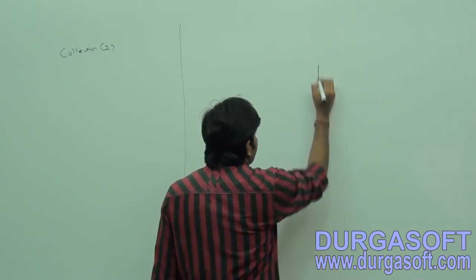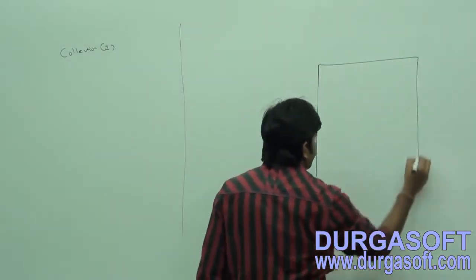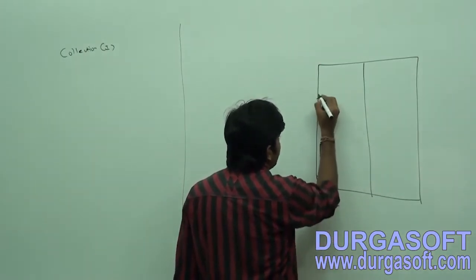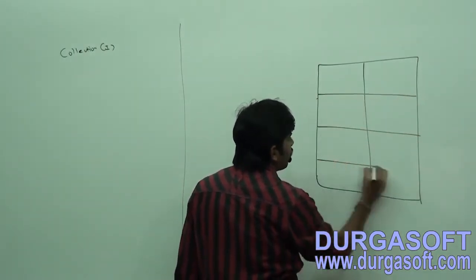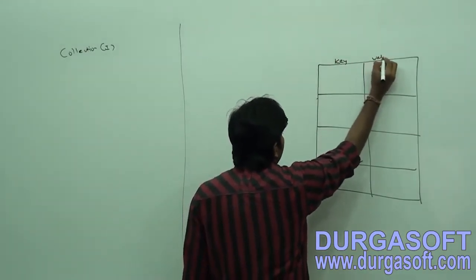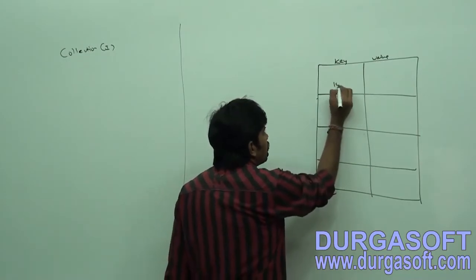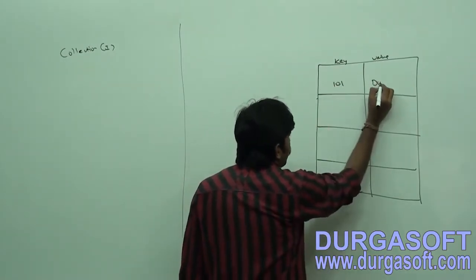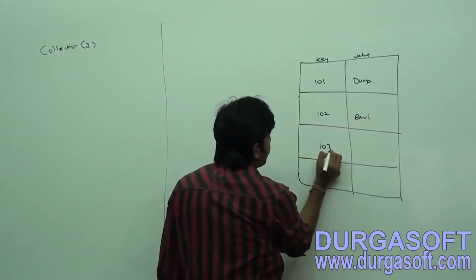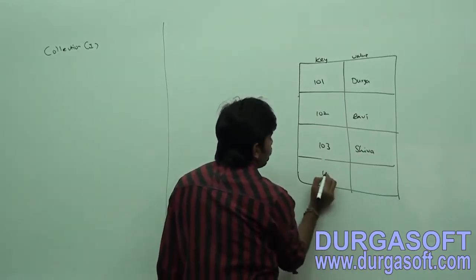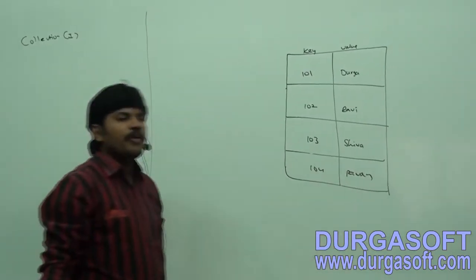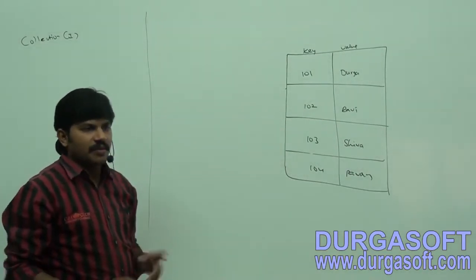Now, have you observed? Just have a look once. This is the map we have. Assume these are the keys and this is the value. Assume 101 is the roll number and Durga is the name, 102 Ravi, 103 Shiva, 104 some Pavan, like I am taking. Have you observed? A group of objects as key value pairs is nothing but a map.